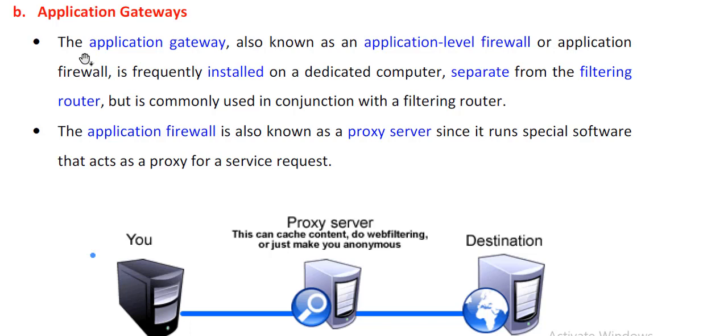And this firewall is specific to a certain application, not like the regular firewall, which is installed on the third layer. So the gateway can be additional. It is usually installed on a computer which is separate from the regular packet filtering router, and the firewall acts as what we call a proxy server, which is something in the middle used to protect an asset or protect a server from direct attacks.